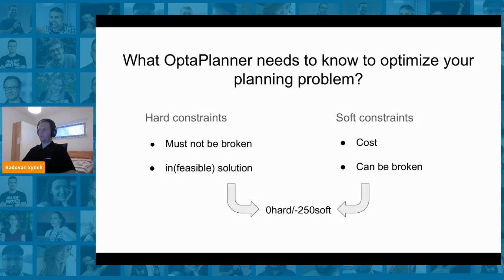On the other hand, our desire to minimize gaps between lessons is a soft constraint because it can be broken. We want to minimize occurrences of the gaps, but if they happen a couple of times, we can probably live with that. Soft constraints are usually used to model the cost of the solution.